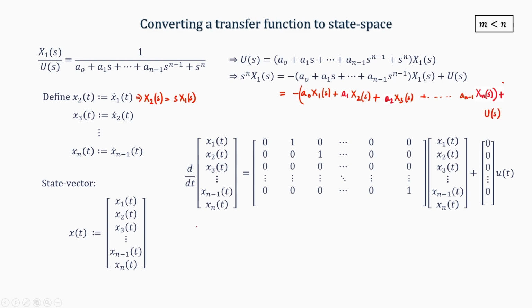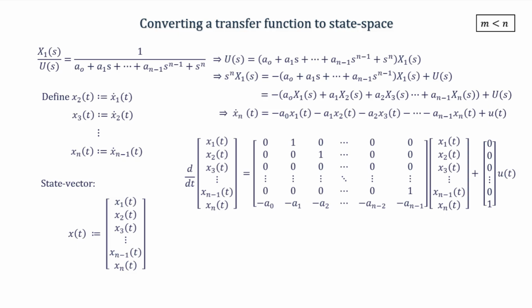And so you can directly see, if I again take the Laplace inverse here, s to the power of n X1(s) is nothing but x_n dot(t). So on the right you have minus a0 x1(t) minus a1 x2(t) minus a2 x3(t) minus ... minus a_{n-1} x_n(t) plus u(t). So I can directly look at this differential equation and write down the last row something like this.